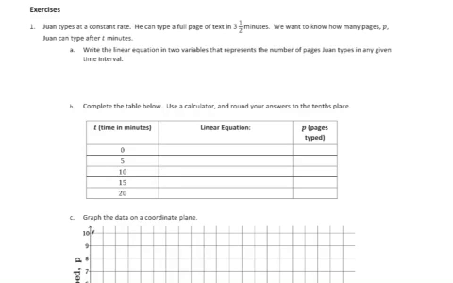Okay, so in the first exercise, Juan types at a constant rate. He can type a full page of text in 3.5 minutes. We want to know how many pages p Juan can type after t minutes. Write the linear equation in two variables that represents the number of pages Juan types in any given time interval.